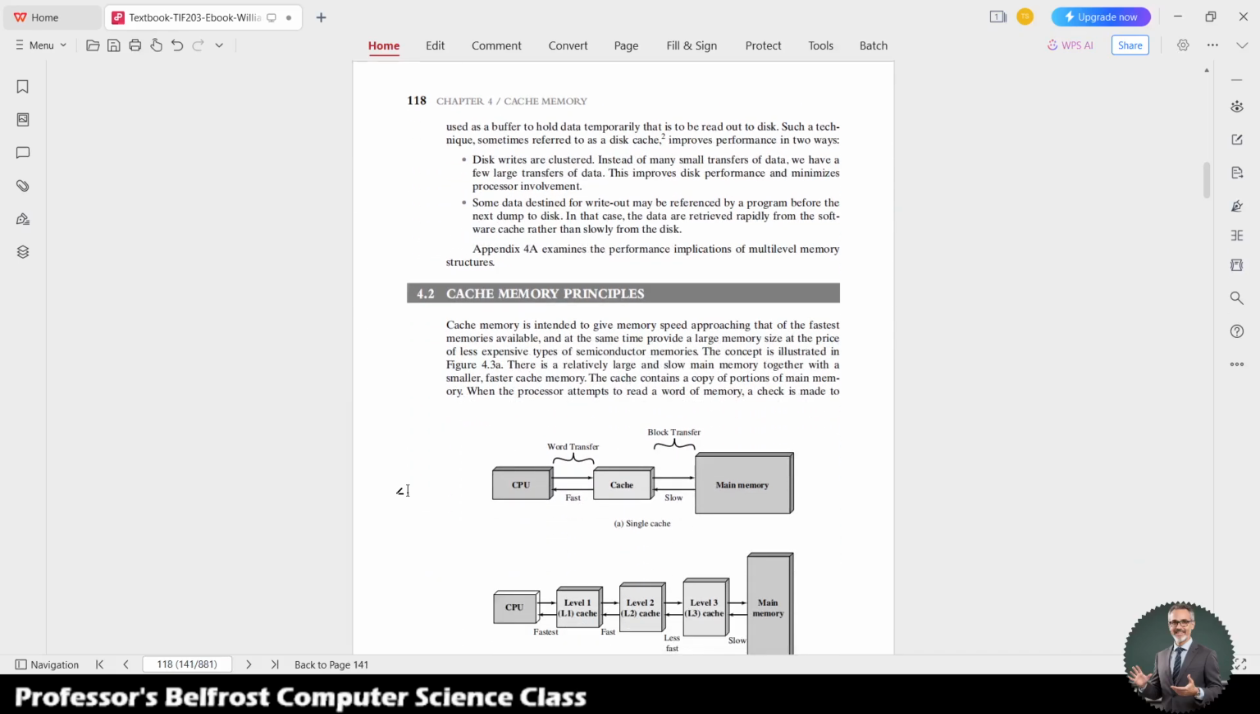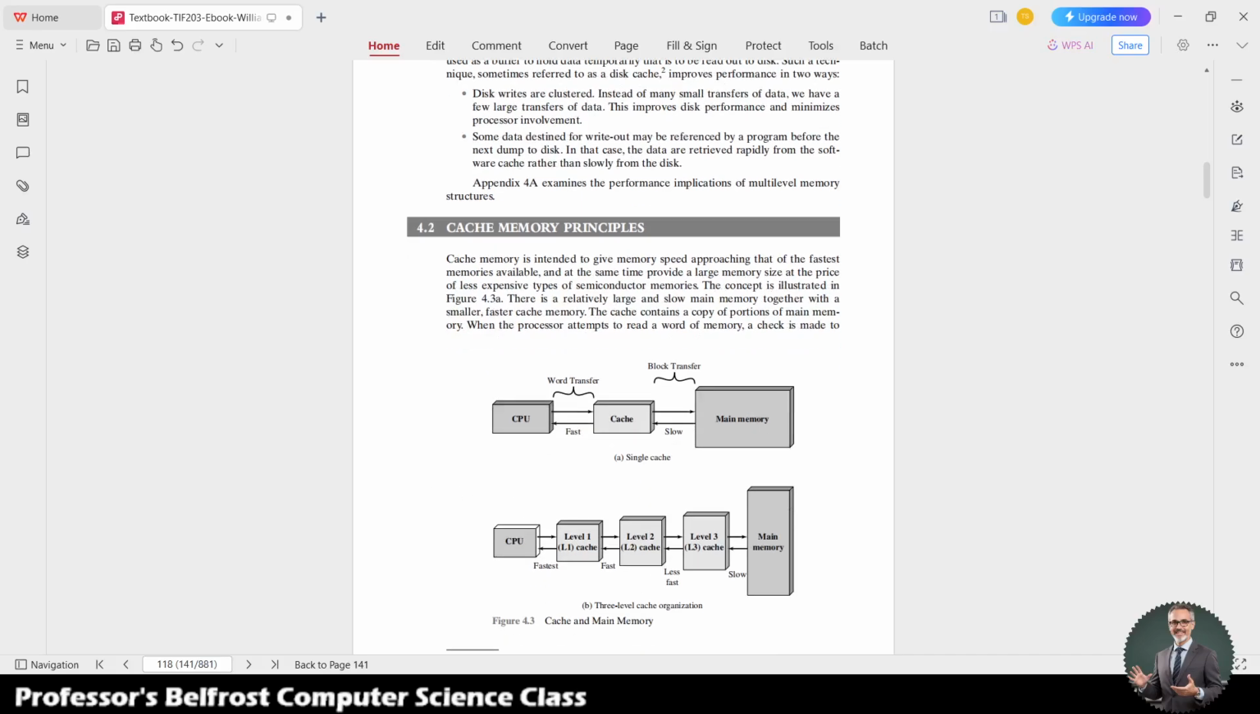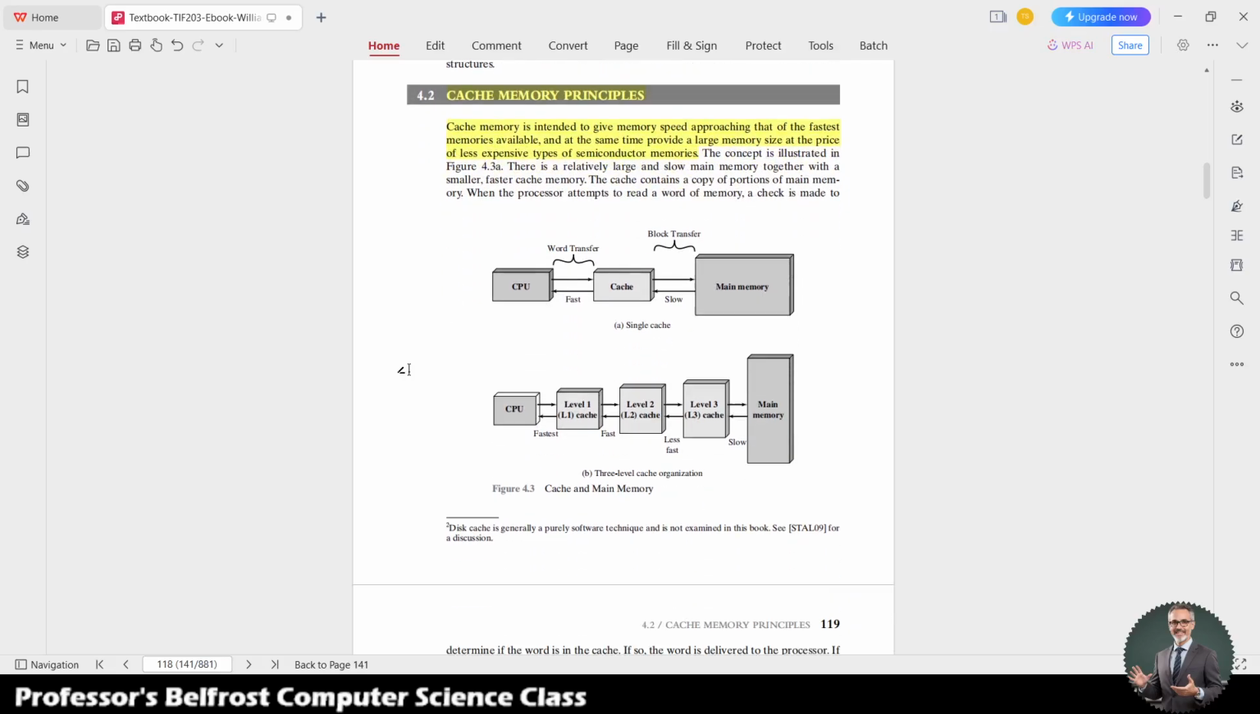Okay, now let's go into cache memory principles explanation. Okay, so there are some important things here. Cache memory is intended to give memory speed approaching that of the fastest memory available, and at the same time provide a large memory size at the price of less expensive types of semiconductor memory. So here shows a single cache structure, the CPU, cache, main memory. Here we have word transfer, which is fast, and here we have the block transfer, which is slow. And it's a three-level cache organization, which has the L1 cache, L2 cache, L3 cache: fastest, fast, less fast, slow.